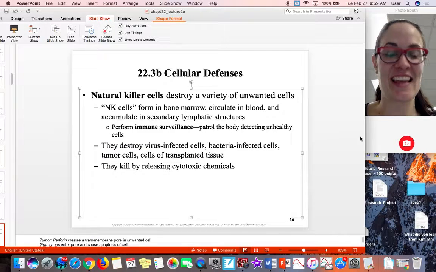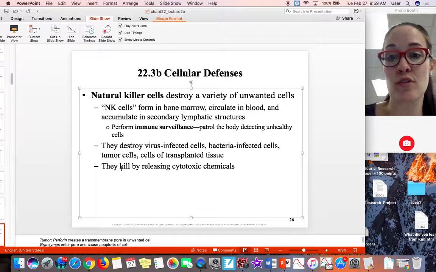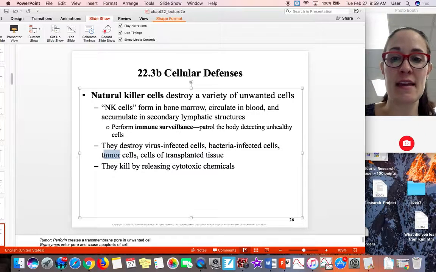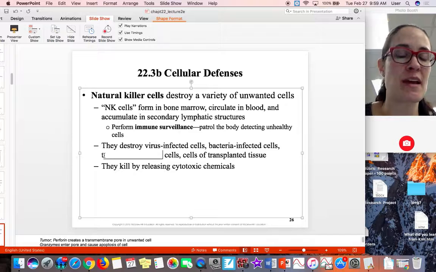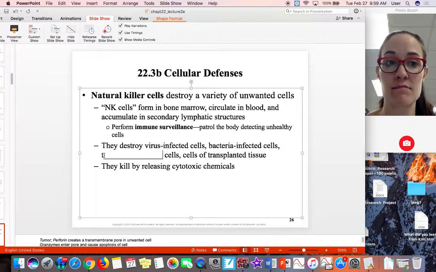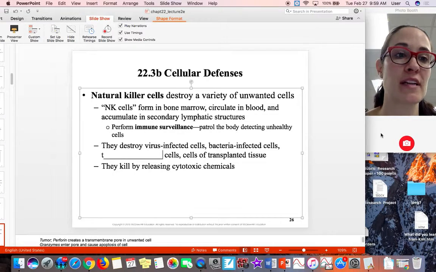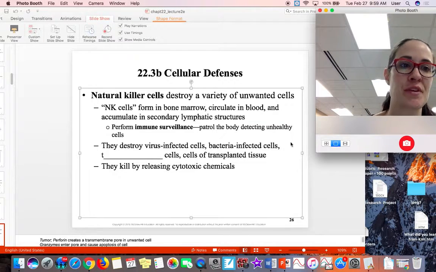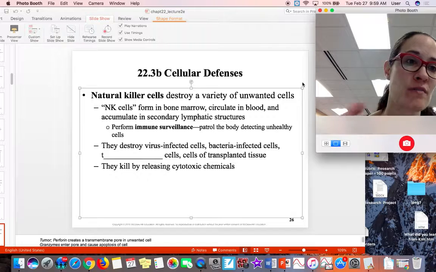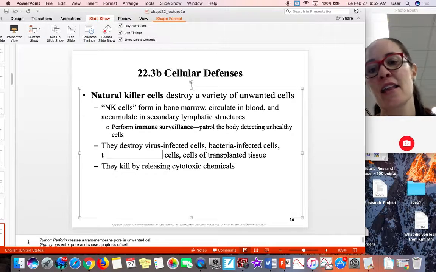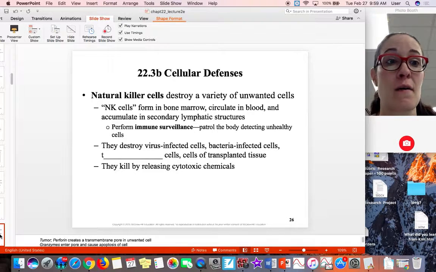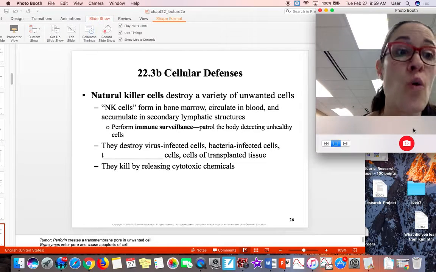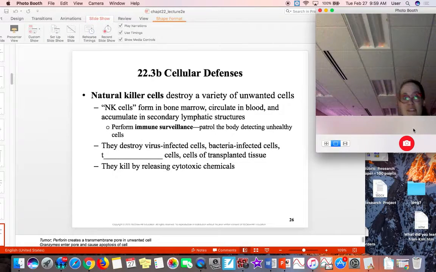Cells infected with tumor, or tumor cells, that's what that blank is, and cells of transplanted tissue. So that's how organ transplants sometimes don't work, is these natural killer cells know that they're foreign, they can tell, and they start attacking it. They release, again, chemicals that essentially punch holes. Lots of things going on.